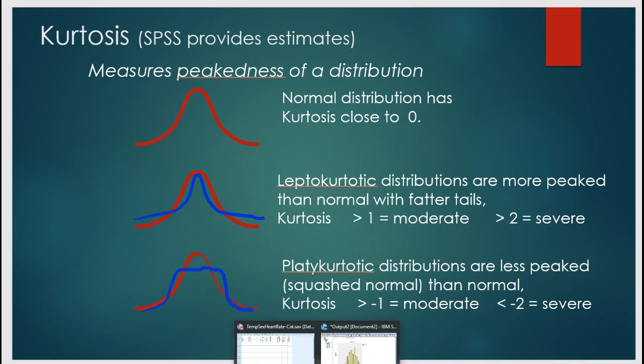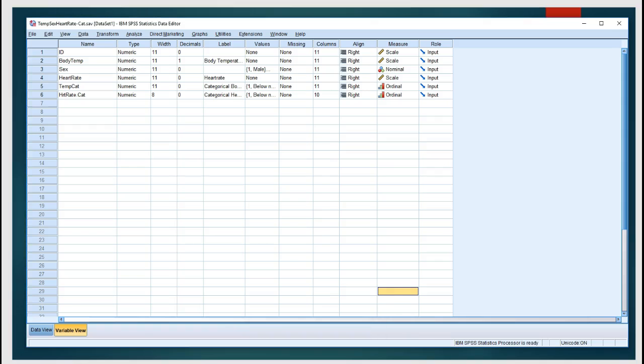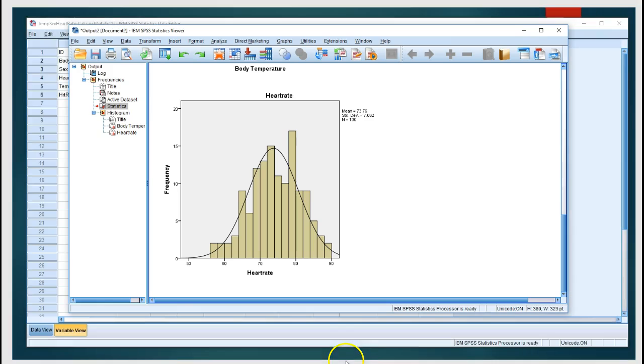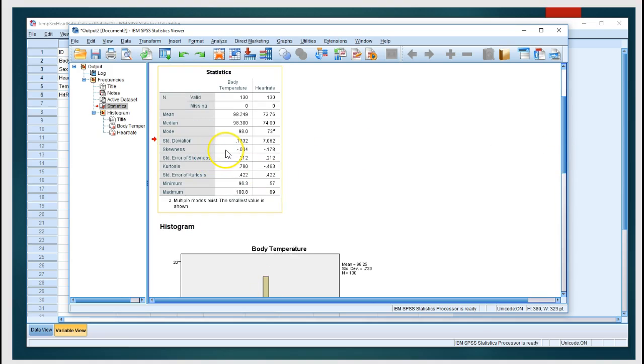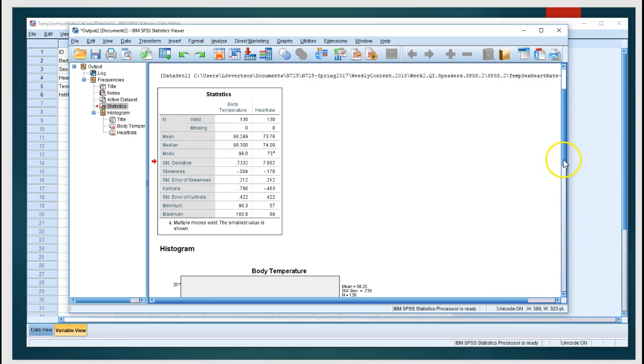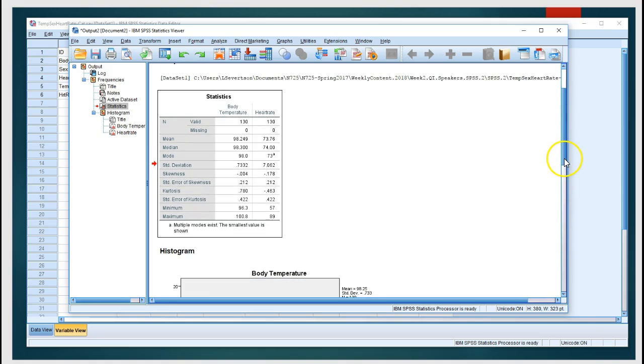So we can go back to these results here that we have. We want to go to the output file, and we have those calculated values right up here. So we have a skewness. Let's see what this is for. This is for body temperature. And we are in that normal range of skewness. We don't have anything larger or smaller than a 1 or -1, and same with kurtosis.